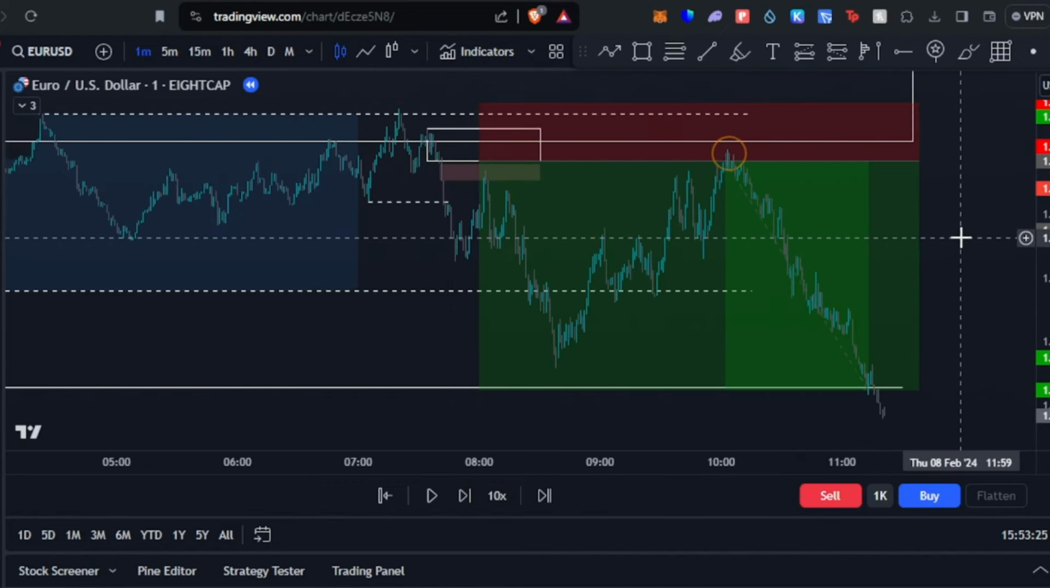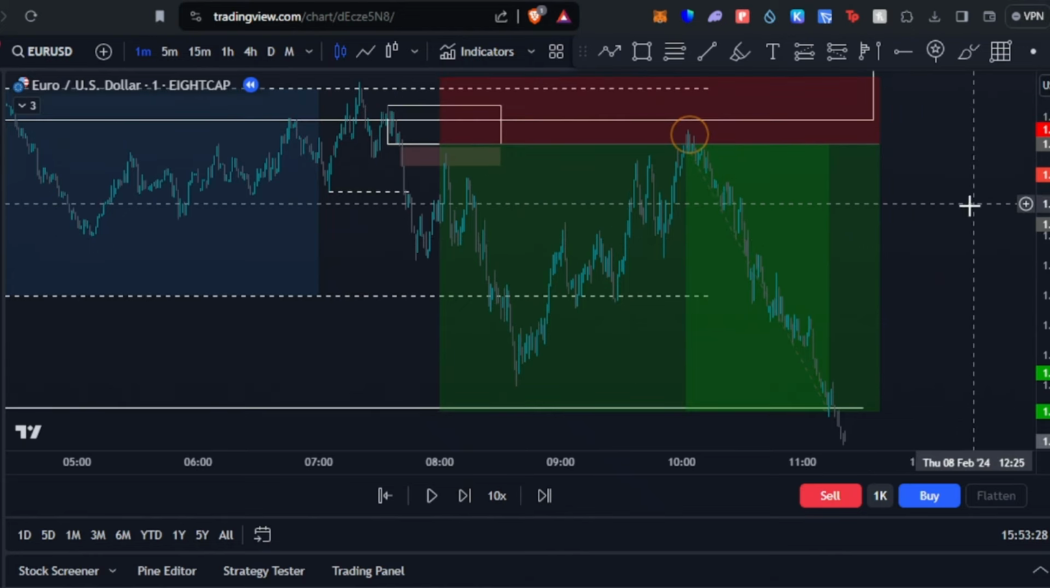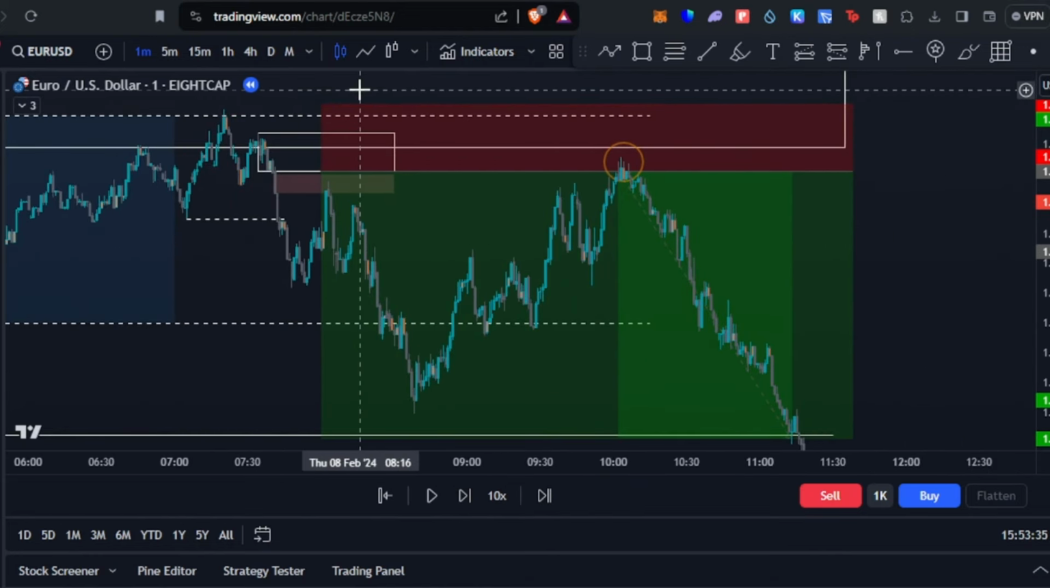So I hope you guys learned something from this trade. I hope you guys understood how the higher time frame influences the lower time frames and exactly why Judas swing is such a powerful trading model.